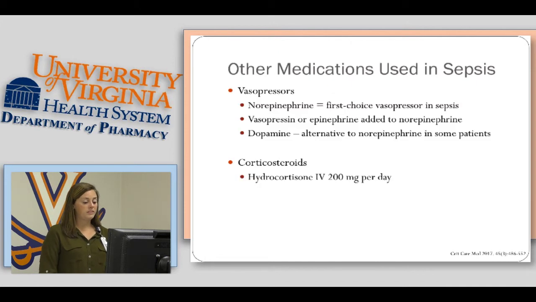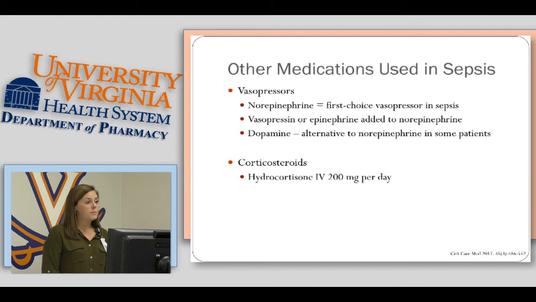And the use of vasopressors to maintain oxygenation of organs and tissues until the infection can be treated is seen in sepsis as well. So vasopressors such as norepinephrine can be used in septic patients. Norepinephrine is deemed in the guidelines as the first choice for a vasopressor in sepsis. And then vasopressin or epinephrine can be added to norepinephrine if patients are requiring a substantial amount of norepinephrine dosage used.